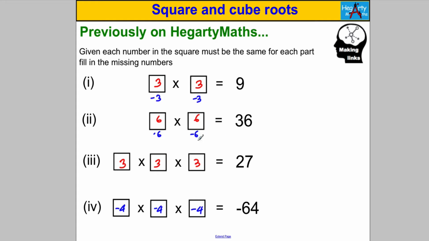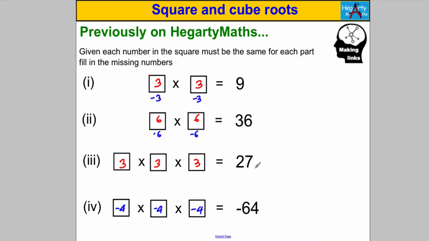Same here, 6 and negative 6 were the two answers. With 27, only one unique number cubes to 27, that's 3. We don't have to worry about negatives, because a negative multiplied by negative is a negative in the case of negative 4 cubing to negative 64.